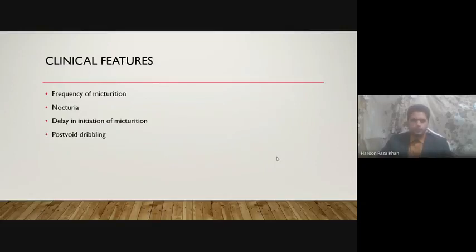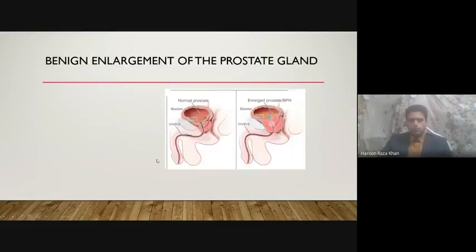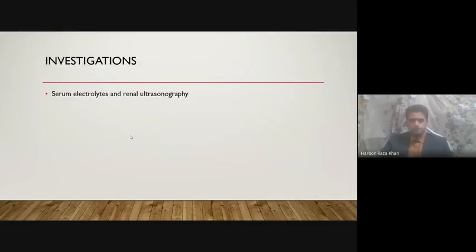Post-void dribbling is basically after micturition. There is constant dribbling of the urine from the area even after micturition is complete. Investigation is usually through serum electrolytes or renal ultrasonography. Management includes selective alpha-1 adrenergic receptor antagonists. This usually helps in improving the overall function of the patient. Or 5-alpha reductase inhibitors are also given in this condition.